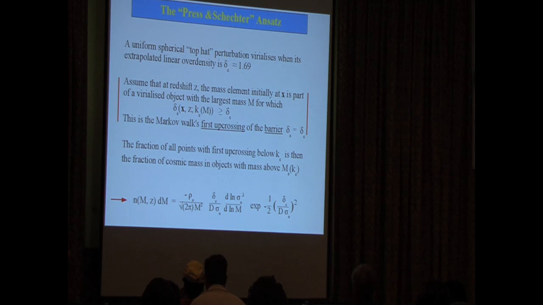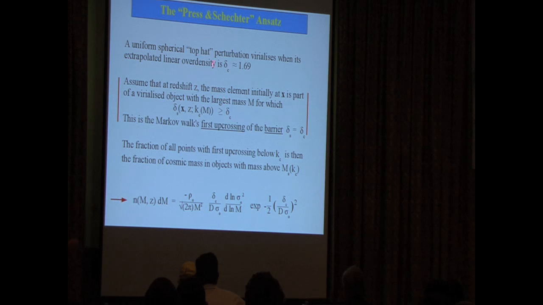Once you make this, then you can calculate many things you're interested in. So for example, just from the property of Markov random walks, you can find the fraction of all random walks, or fraction of points, whose first upcrossing below Kc is below a particular value, and that's the fraction of the mass in collapsed objects which are bigger than this. So you can find the fraction of all the cosmic mass in objects with a mass above some value. So you go through this, you can derive immediately the mass function, the number of objects as a function of their mass and redshift. And the answer is this famous Press-Schechter formula.